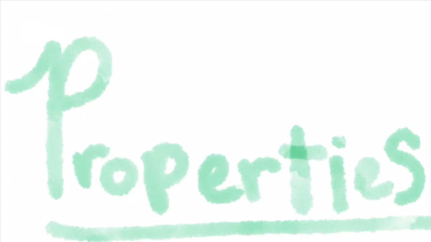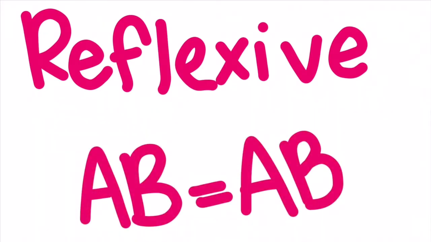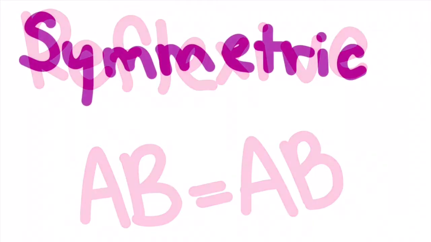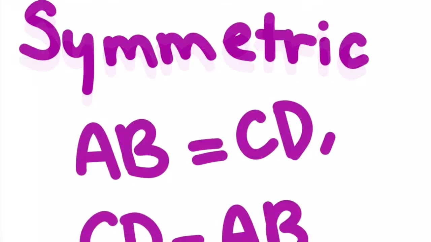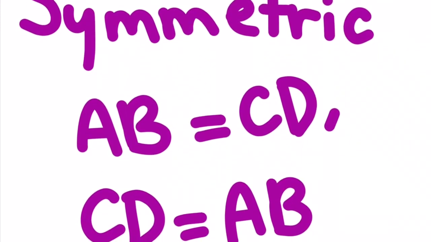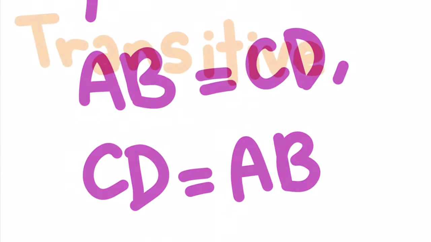In a couple of minutes, we will be explaining how to make a proof. Before we do that, let's learn some of the properties that make up a proof. The reflexive property states that a value is equal to itself. So, AB equals AB. The symmetric property says that if one value is equal to another value, then the second value is equal to the first value. So, if AB equals CD, then CD equals AB.